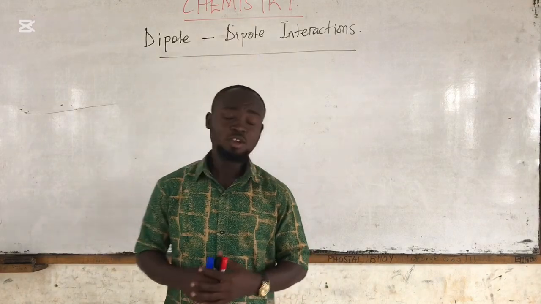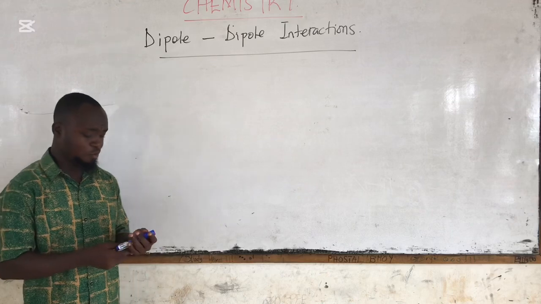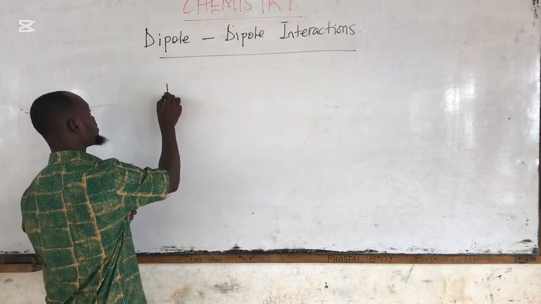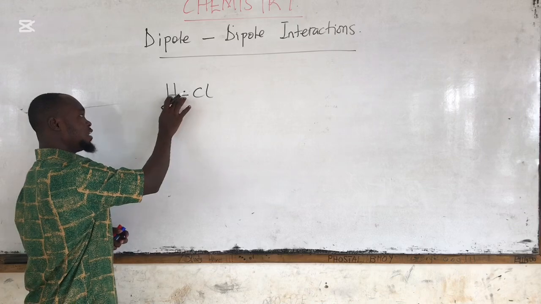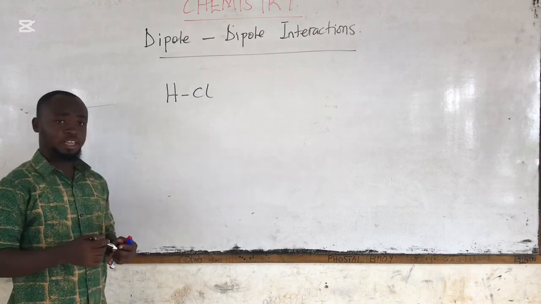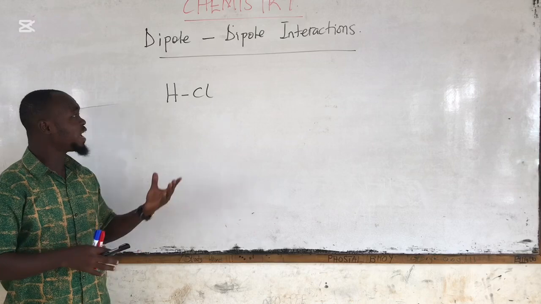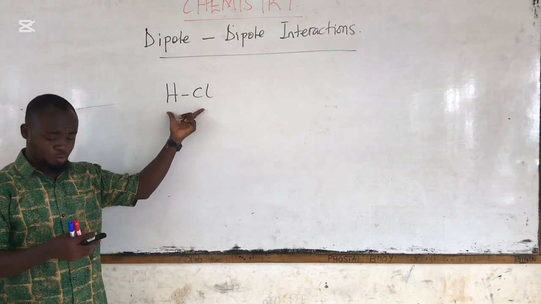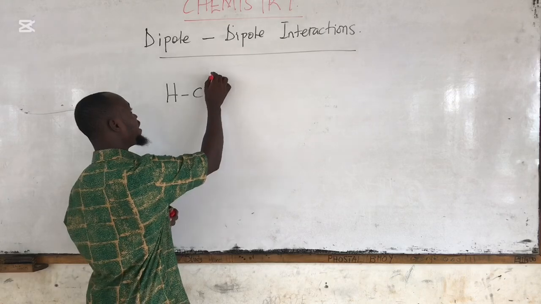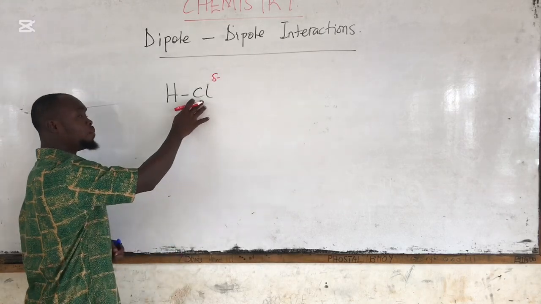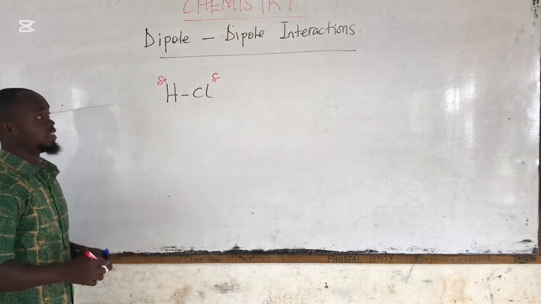Is that okay? So for example, if I have a polar covalent compound, HCl, this is a covalent bond taking place. In order for me to identify this as a polar covalent compound, I should indicate the partial negative sign on the most electronegative element and the partial positive charge here.